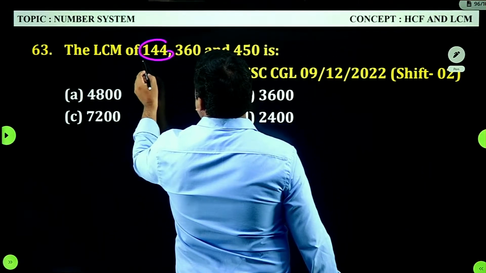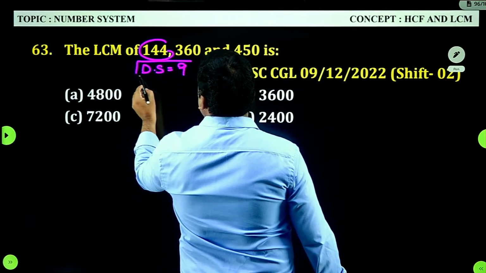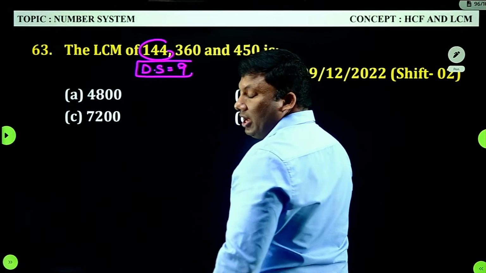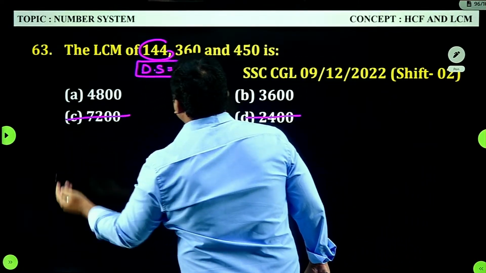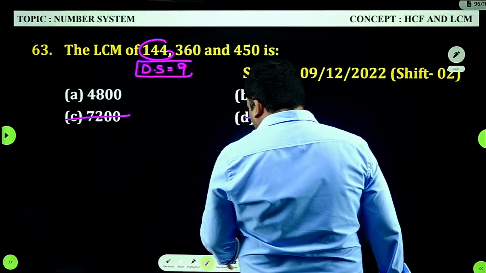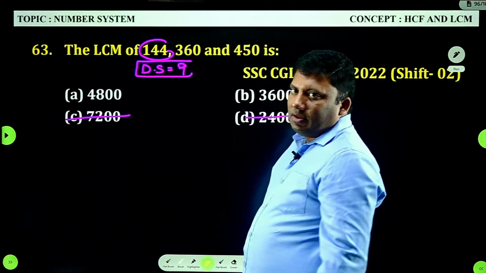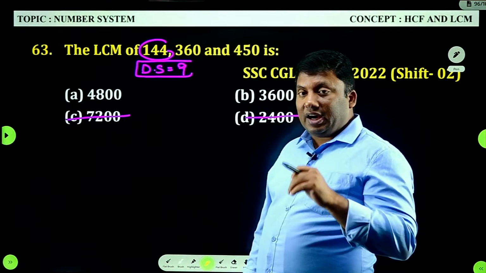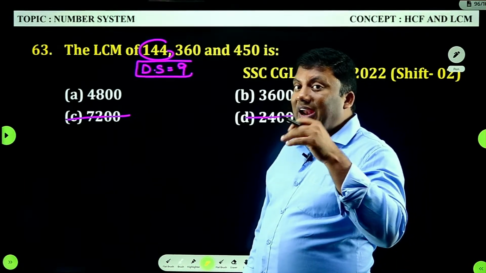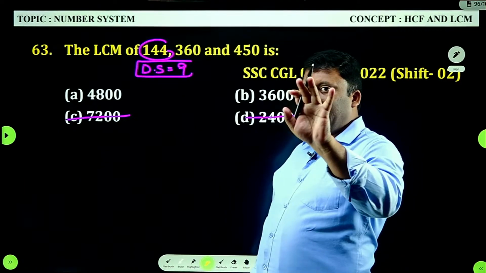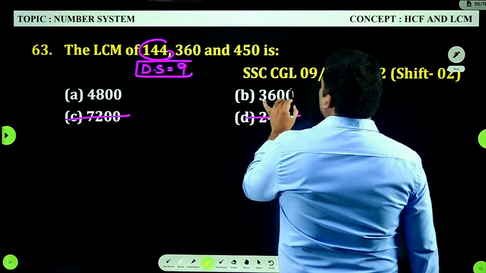144, the digital sum is 9. Answer digital sum should be 9. This is out and it is out. Now see here. In HCF related problems, if two options are matching, we took the largest number. In LCM related problems, if two options are matching, we will take the smallest number.